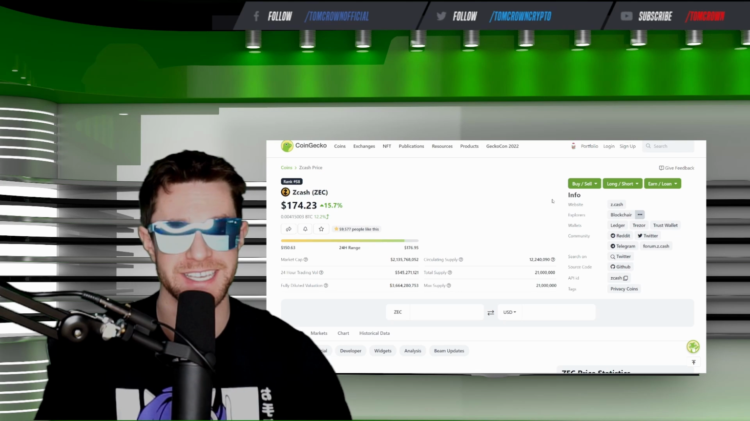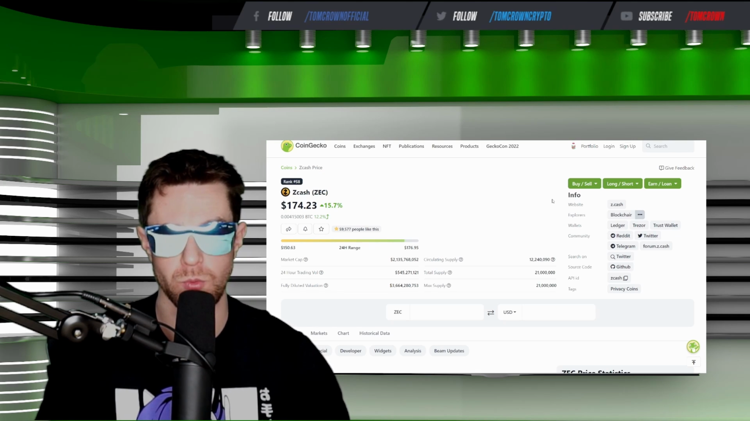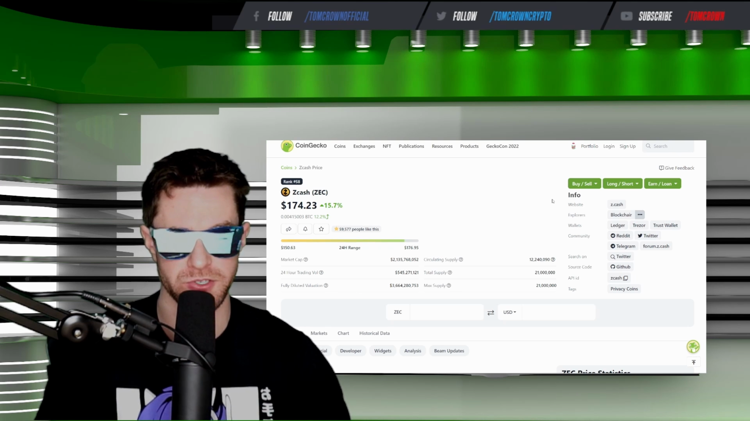Zcash's total supply is exactly that of Bitcoin, 21 million. At the moment, it does lag behind Bitcoin as it's only produced 12.2 million coins to date. This leaves about half of the remaining supply to be mined.